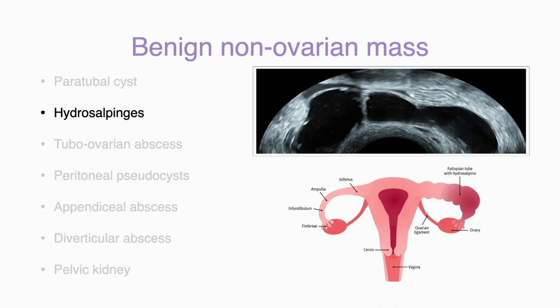Sometimes you might come across adnexal masses that don't originate from the ovary, like in this example. Here we see a hydrosalpinx. A hydrosalpinx results from a fluid-filled dilatation of the fallopian tube. The folds represent the classical cogwheel appearance. And these folds are pathognomonic for a hydrosalpinx.